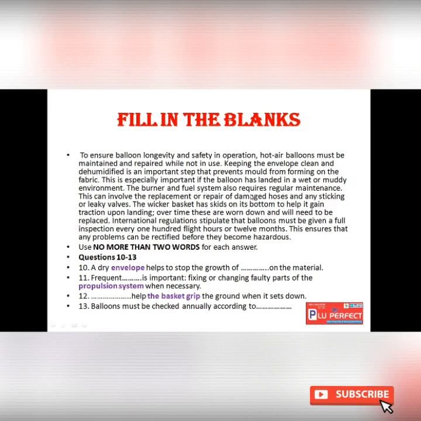The burner and the fuel system also require regular maintenance. Regular means frequent. Regular what? Maintenance. This means regular maintenance. This can involve the replacement, okay, replacement means changing, or repair means fixing, of damaged means faulty parts, hoses, pipes, and any sticking traction upon landing. So what regular or frequent is required?